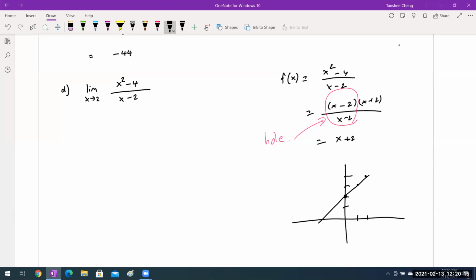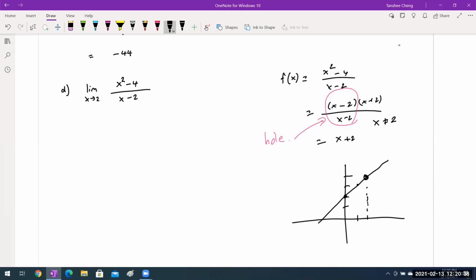This is a line, which is x plus 2. However, we know that x cannot be equal to 2. So at this point right here, there will be a hole. That's what we learned in pre-calc or college algebra, or Algebra 2, how to draw this. And this is a hole.